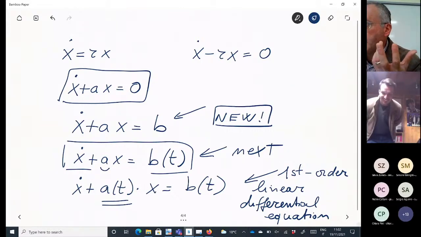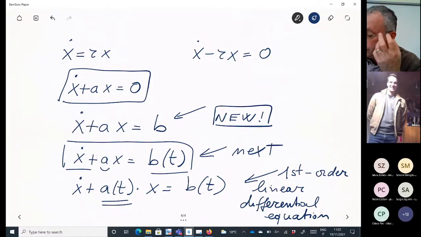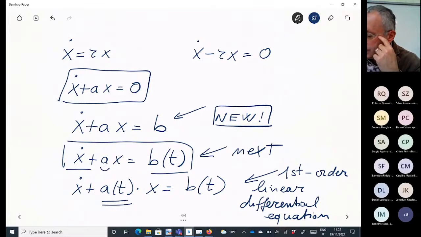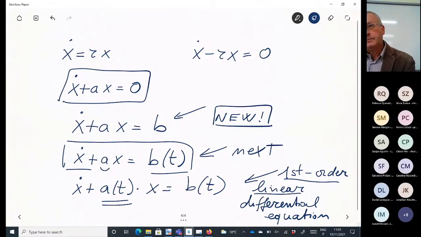These are called second order linear differential equations, okay? We would have second order differential equations. So first order is because there is only the first derivative involved. Linear is because in our variable and in its first derivative, this expression is linear.